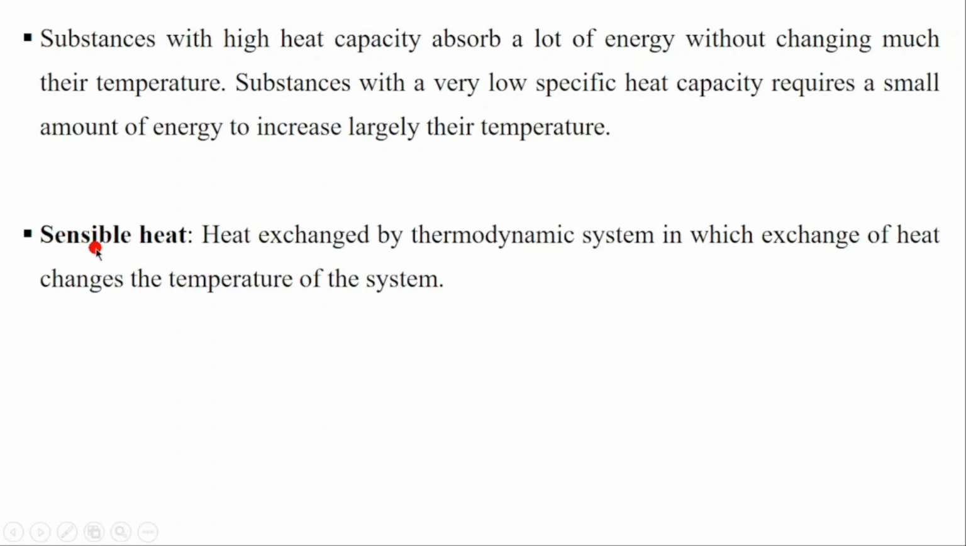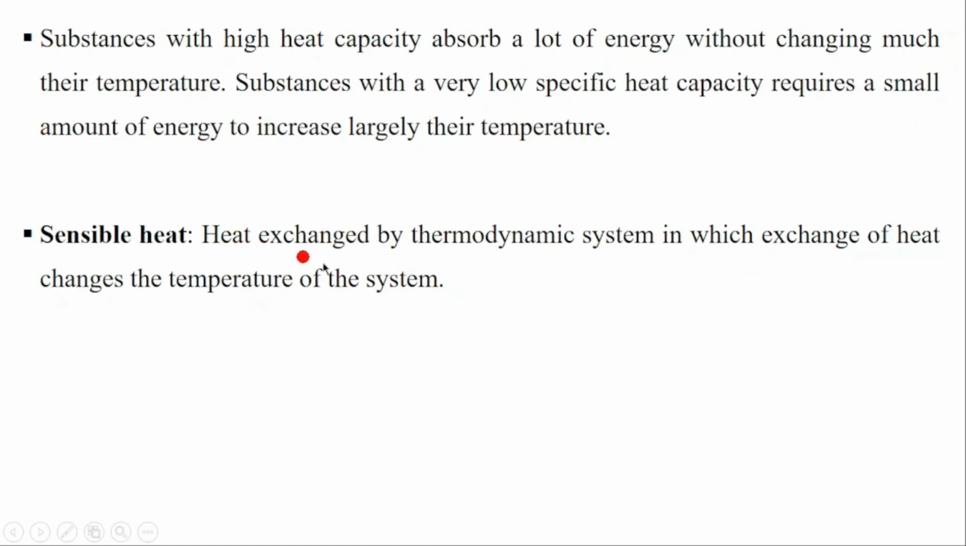Another term is what we call sensible heat. What is sensible heat? This is the heat exchanged by a thermodynamic system in which a change occurs, but that change only changes the temperature of the system. It is the heat required to change the temperature of the system without changing the phase.